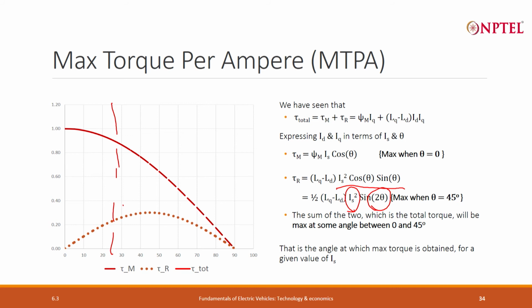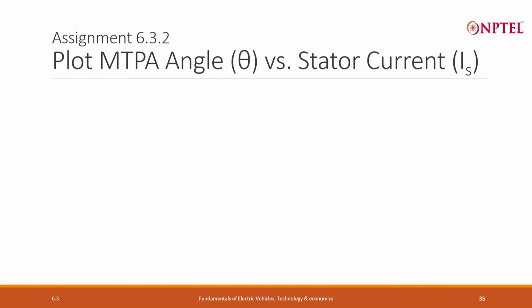As a result, the optimum angle, which we saw in this example is 25 degrees, really depends upon the current. At a higher current, the angle will become larger, and at a lower current, the angle will become close to 0. So, this is what I want you to explore as an assignment.